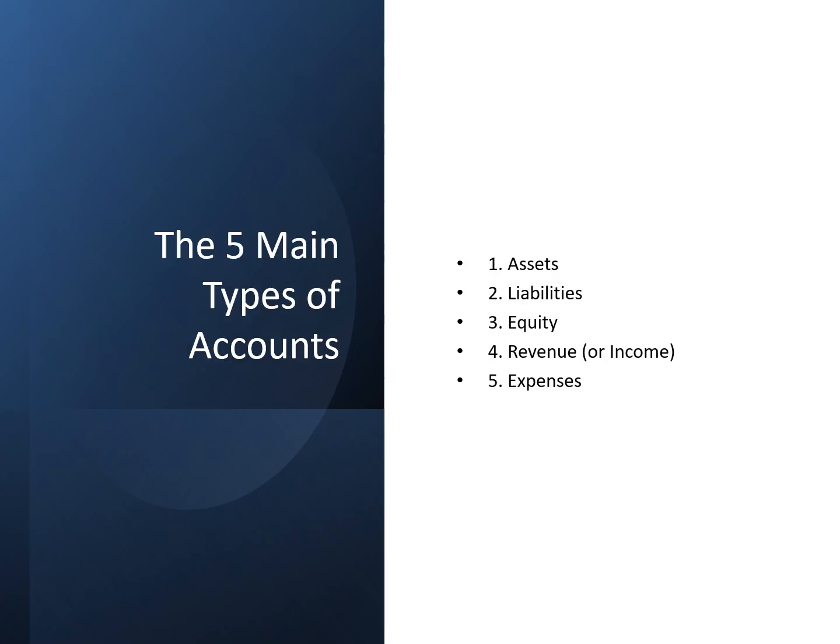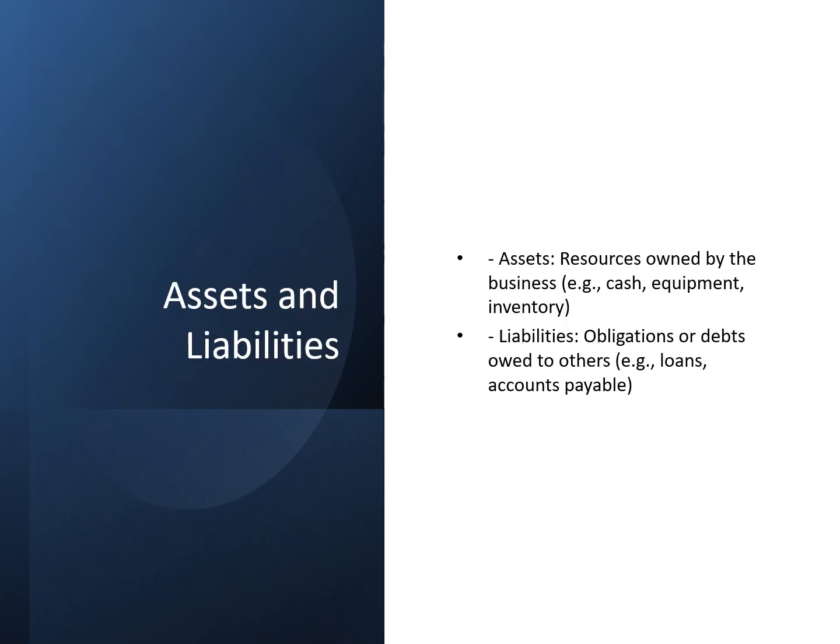So here they are. You have assets, liabilities, and equity, and that's on your balance sheet. And then you have revenue and expenses, and that's on your income statement. These 5 categories make up the foundation of all financial reports, and you'll see them again and again as we move through the series. So let's break down a few of these.